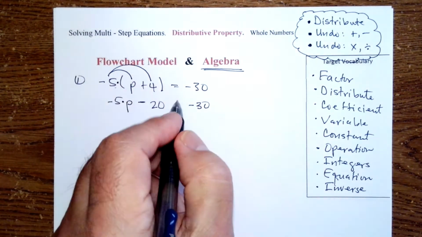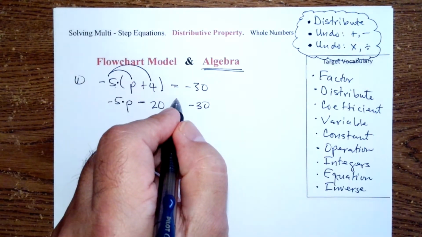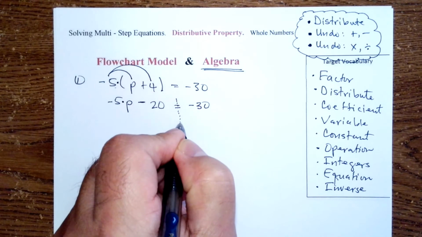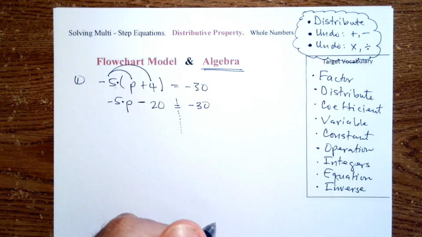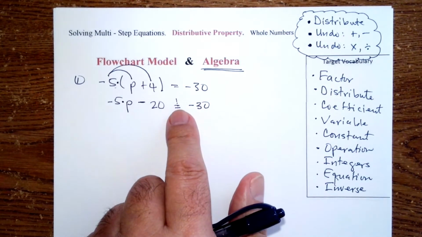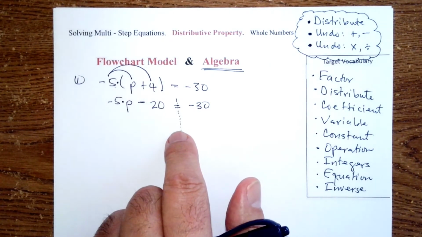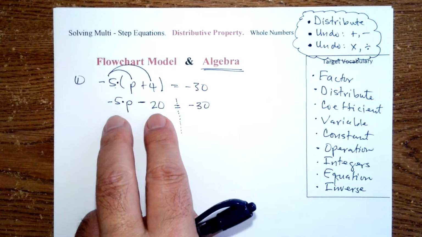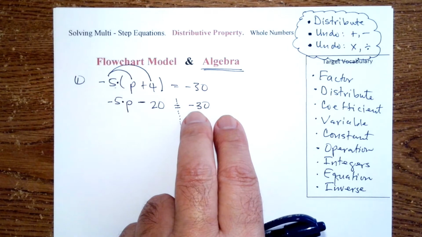And you're saying, how, Mr. Fuentes? Well, repeat after me. Whatever you do to one side, you do to the other. And if your question is, what side, Mr. Fuentes? Well, see what the equals is? I put a dotted line. That equal sign separates, in my mind, the equation into 2 sides, the left side and the right side.